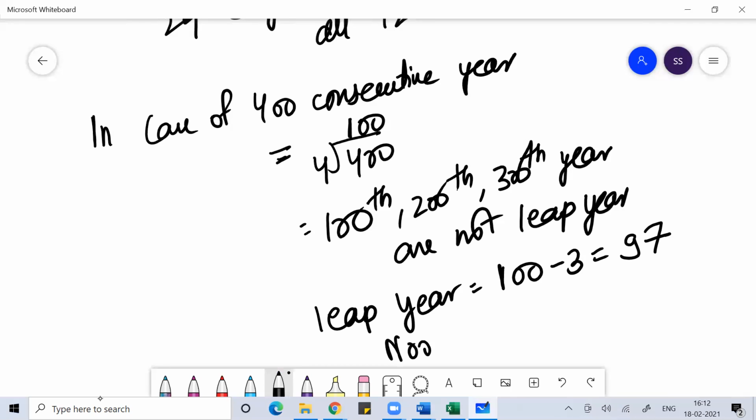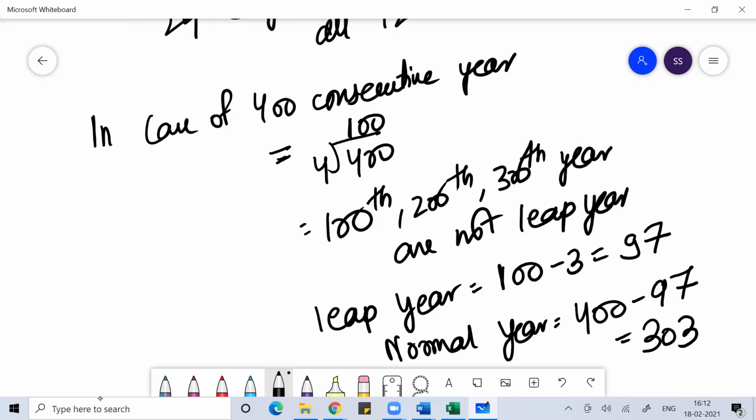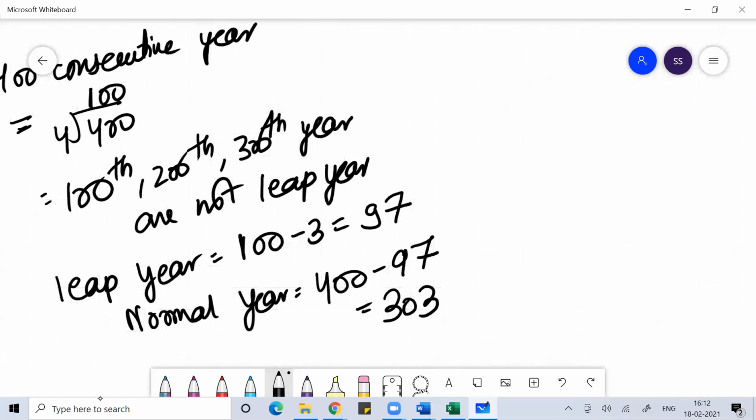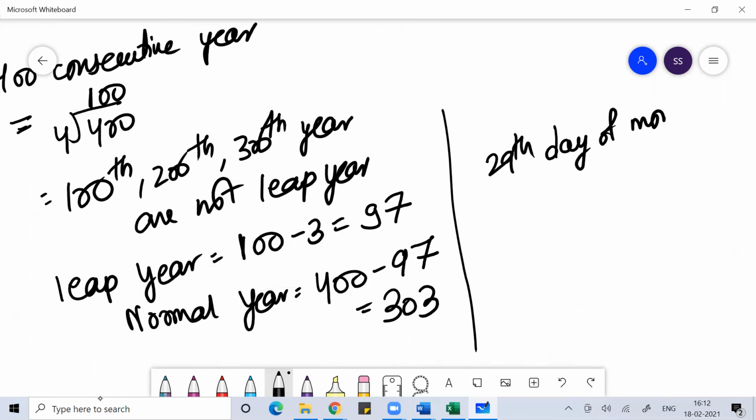And how many normal years are there? Normal years will automatically be 400 minus 97. The remaining years are normal years. Every year is either a leap year or a normal year, there's nothing new here. So this will be 303. So it's simple.